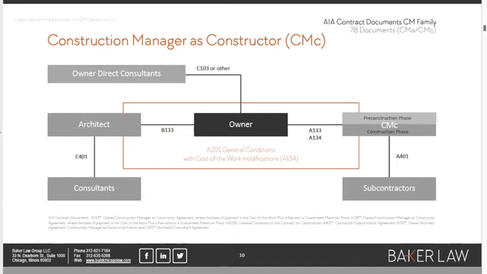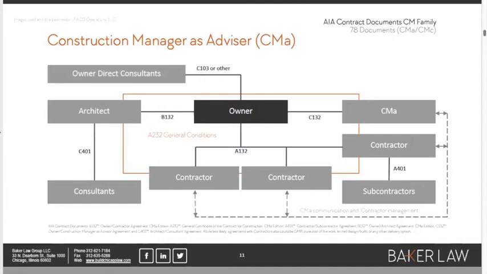And because, as you can see here, the owner is in contract with the architect and the owner is in contract with the constructor, the A201 general conditions applies. If we go to the next slide here, I'm sure this looks even more complicated, but it really isn't. Let's go slow. To the left, the owner's got a contract with the architect. Look under the architect. Architect has got sub-consultant agreements. Nothing complicated there.